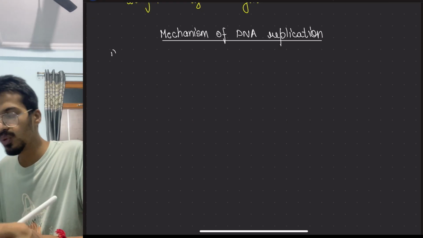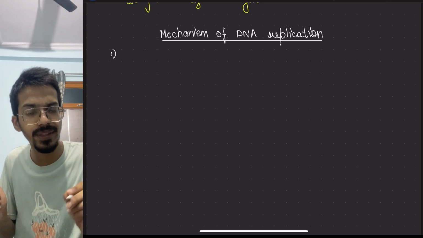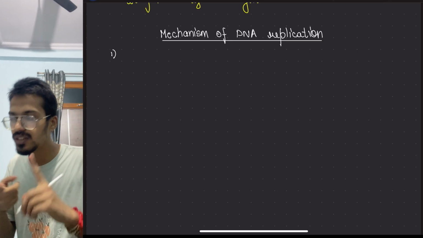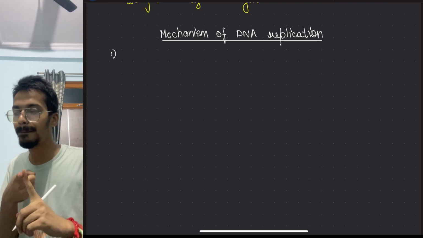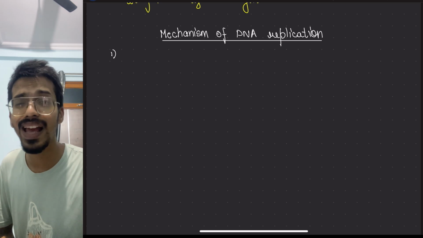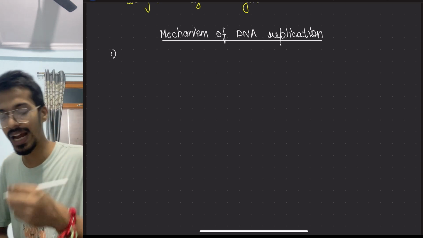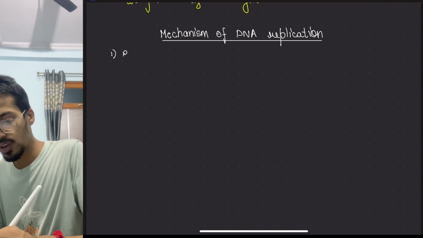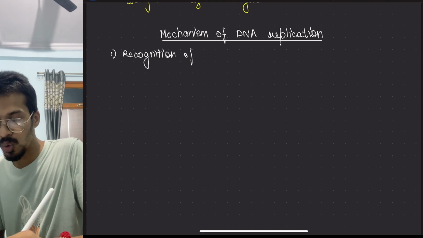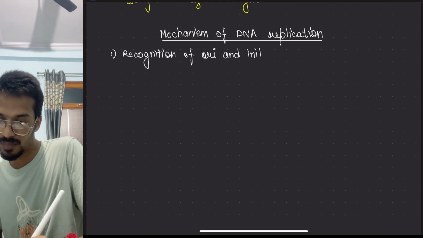Number 1, if you want to start something, first you have to see what the initiating point is. So first, we're going to be recognizing the site of origin of replication and initiating it. And who do you think will help in it? DNA dependent DNA polymerase, if you would have understood that. So the first thing is what? Recognition of ORI and initiation.